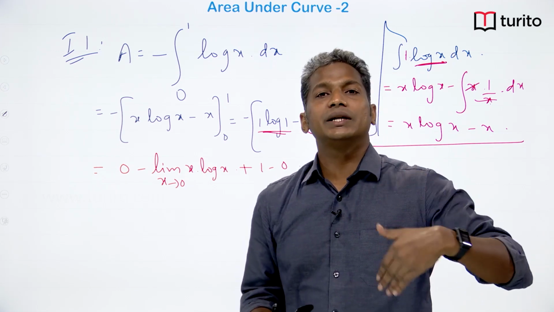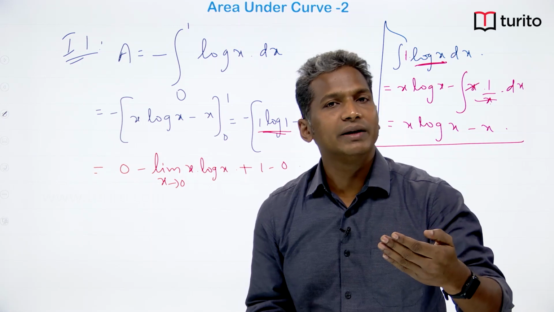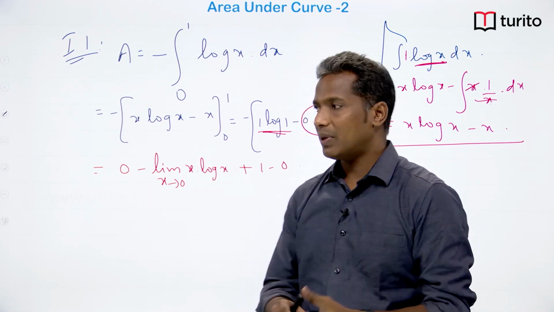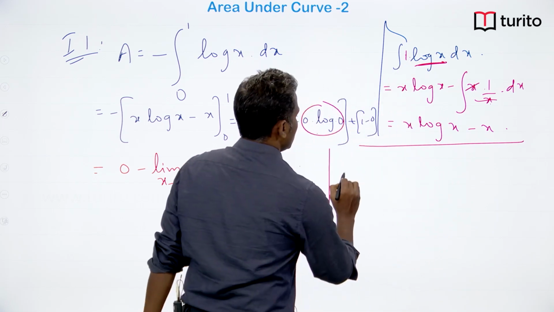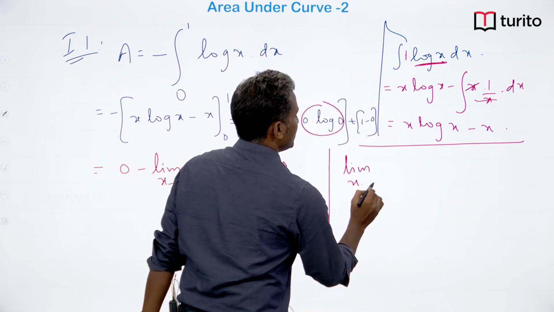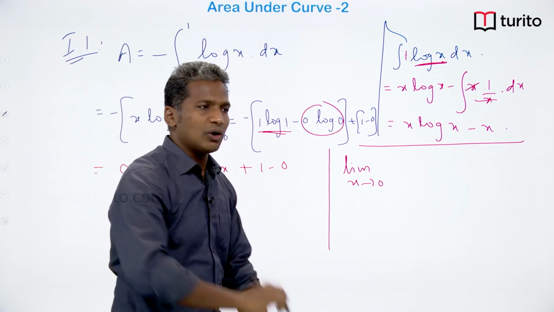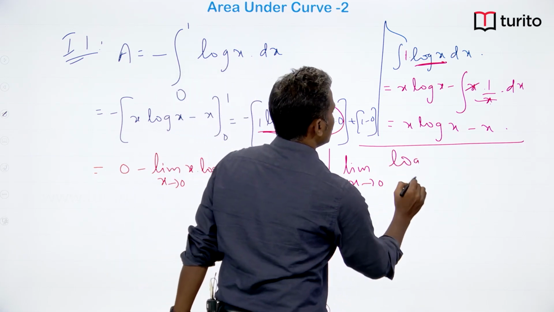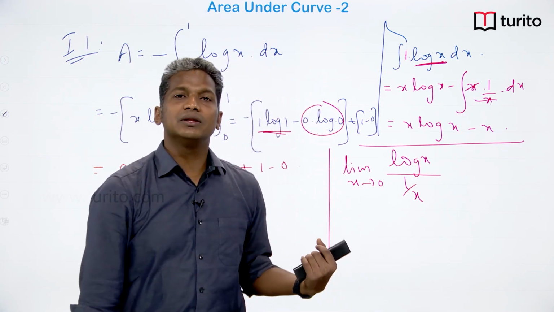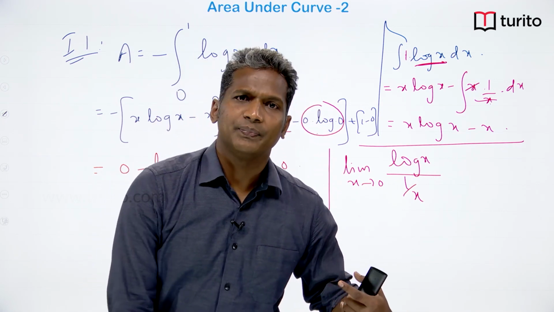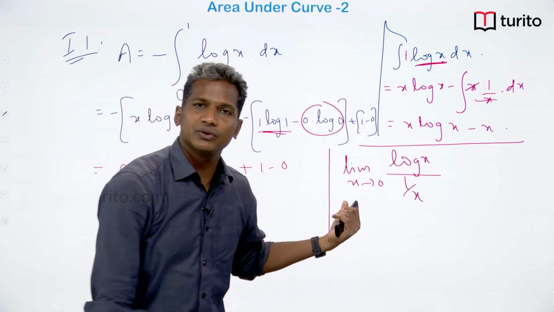So we convert that into standard form by dividing with 1 by x, by taking this x to the denominator. So limit x tending to 0, x into log x can be written as log x divided by 1 by x. Now this is in the form of infinity by infinity. Now we can apply L'Hopital's rule here.